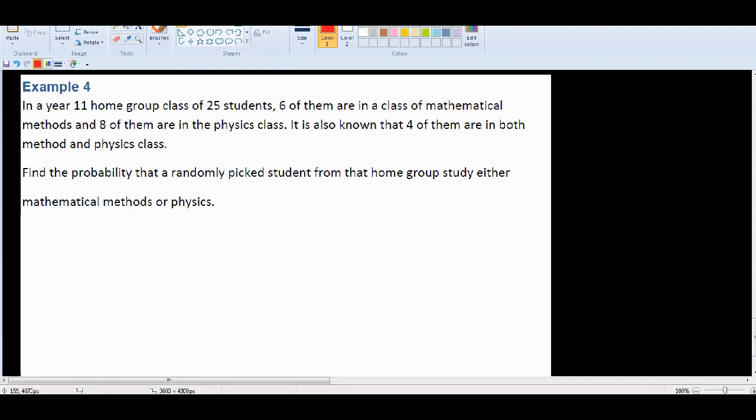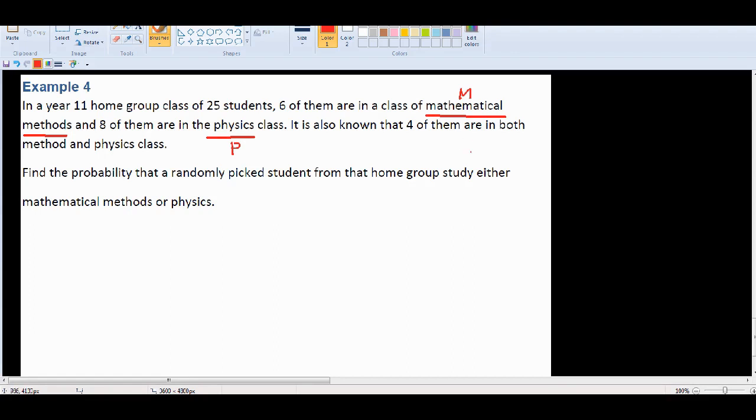Alright, so in a year 11 home group class of 25 students, 16 of them are in mathematical methods class, 16 of them are in physics class. It is known that 4 of them are in both methods and physics. Okay, so again you see two categories. One is the mathematical methods class, the other is the physics class. Let's denote the mathematical class as M, and the physics class as P, as two events. You might be in mathematical class, might be in physics class, or neither of them, right?